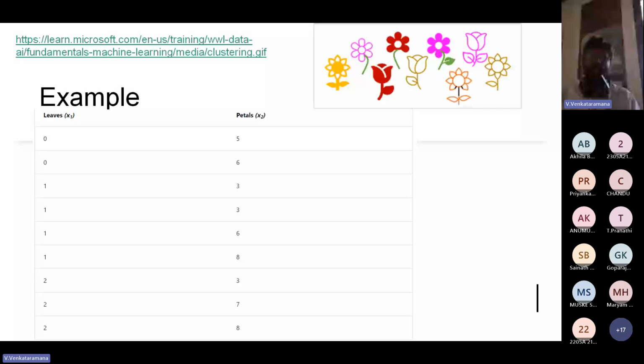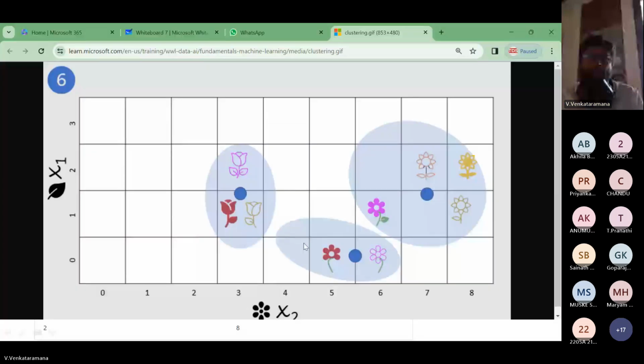You can see this small video of how this unsupervised learning works. Finally, you can see, I'm unable to pause it. At the end, these rose flowers come together. See, these flowers are in a group, and these flowers are in a group. Lastly, they are identified like this.